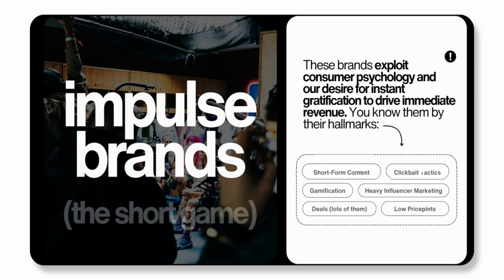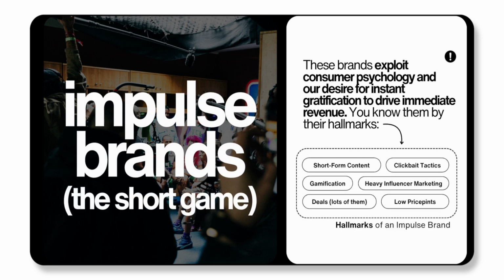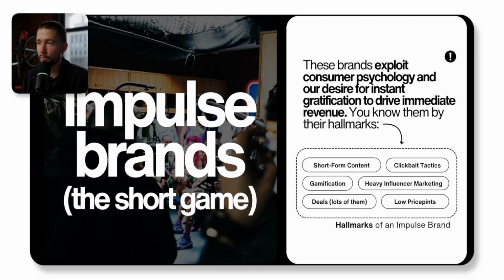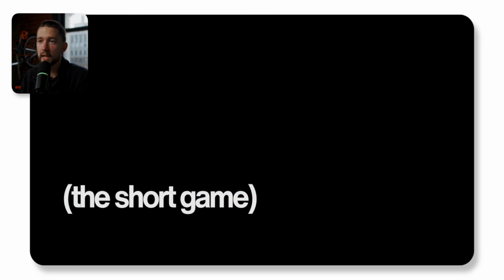Now, on the one hand, you have impulse brands. Impulse brands take advantage of the desire for instant gratification in order to drive short-term revenue. Now, you may recognize them from some of their hallmarks. They implement tactics such as short-form content, clickbait tactics, gamification. They use heavy influencer marketing, and they have lots and lots of deals and sell their products at a low price point. This is largely a short-term game.